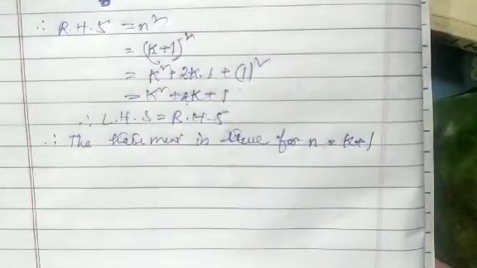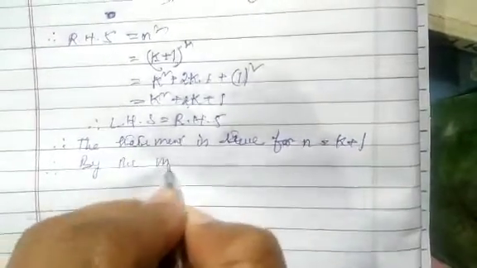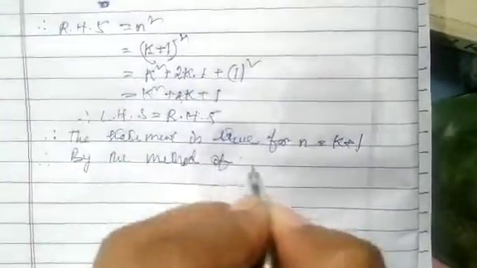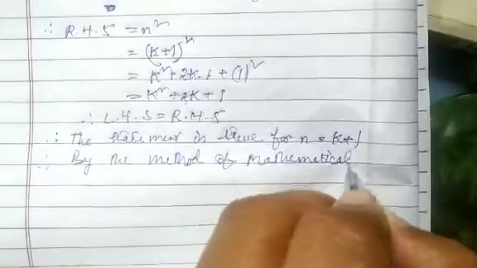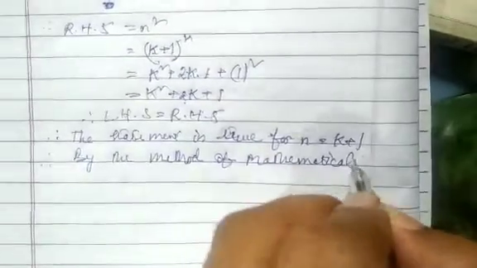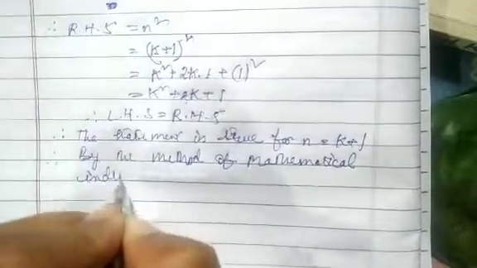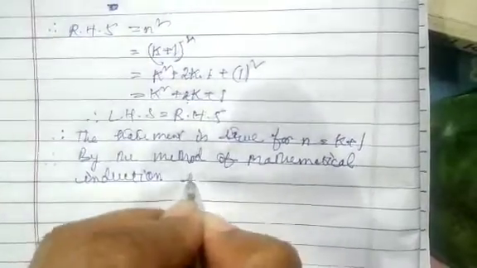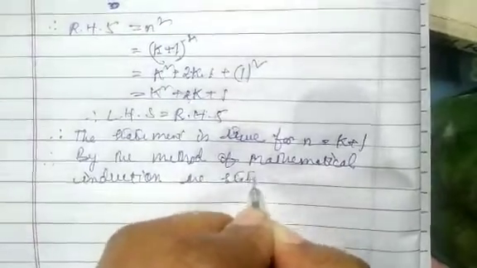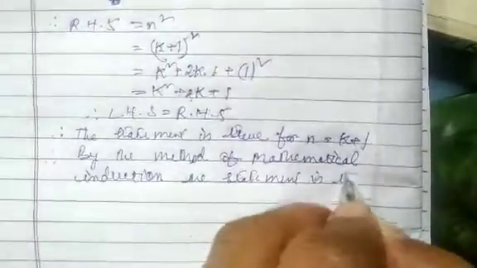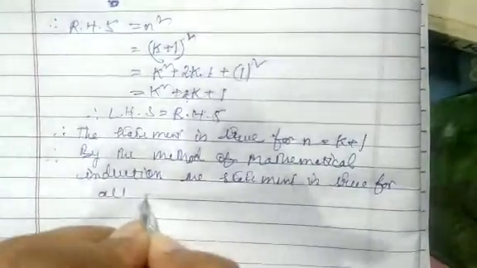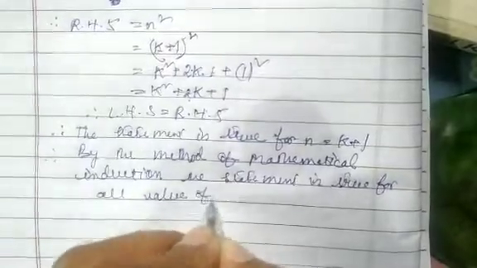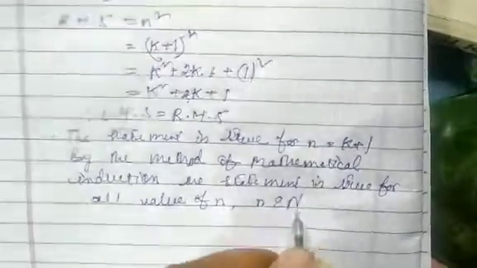So condition number two is also satisfied. So at the last we can say that by the method of mathematical induction, the statement is true for all values of n, and n belongs to N.